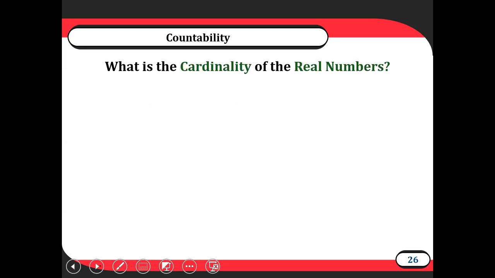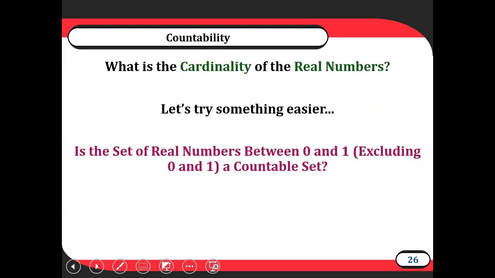All right, so let's talk about the cardinality of the real numbers now. So what are the real numbers? We're going to try something easier to start with. The set of real numbers between 0 and 1, excluding 0 and 1, is a countable set. So the set of real numbers is every number between 0 and 1 and up to an infinite number of decimal places.